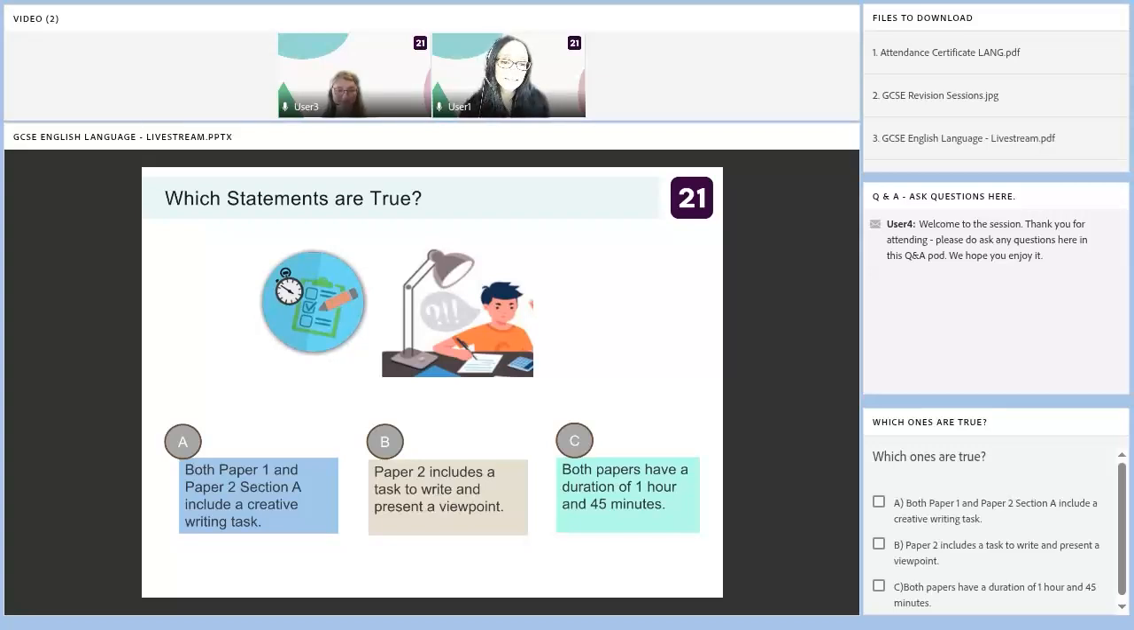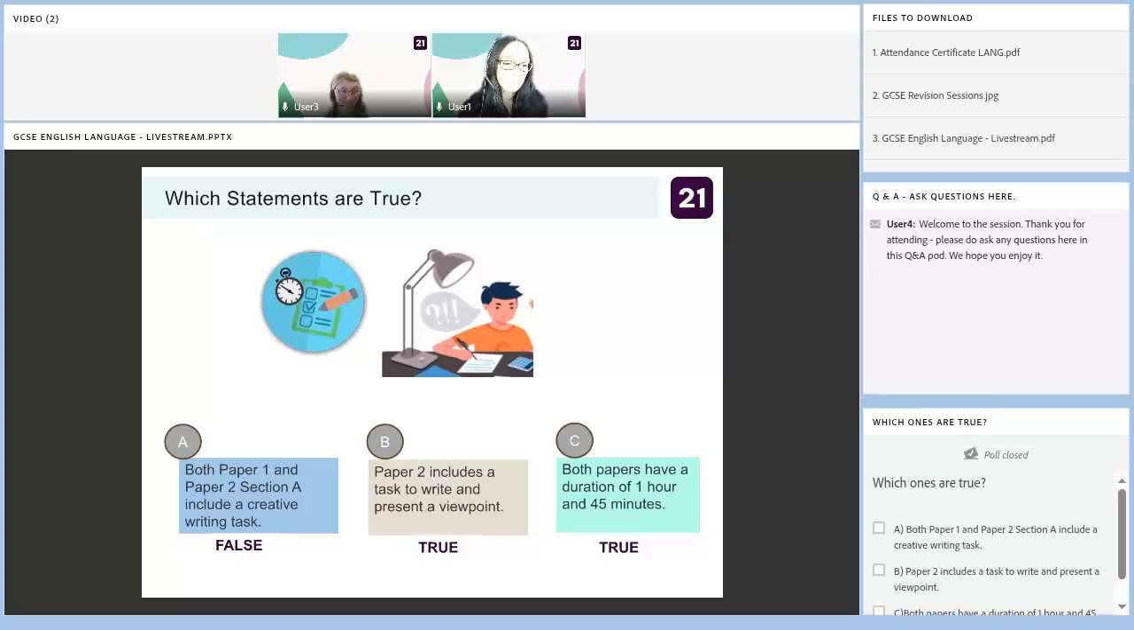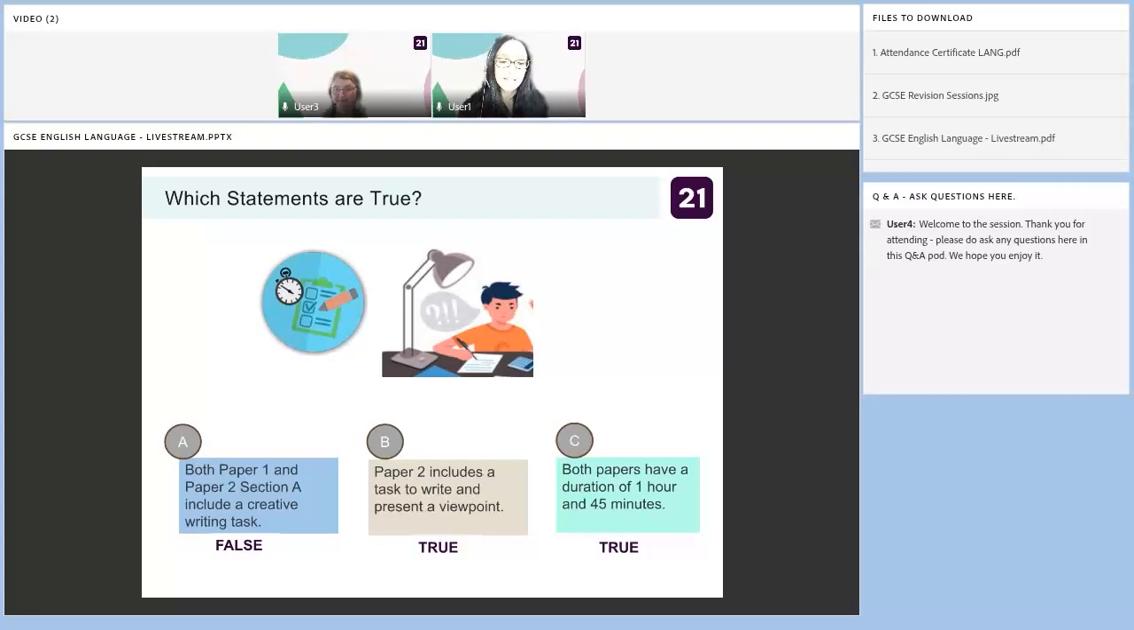Thank you, everybody. Now let's take a look at the answers. Statement A was false. The creative writing task appears on Paper 1, Section B. Both statement B and statement C are true. Paper 2 does include a task to write and present a viewpoint, and both papers have a duration of 1 hour and 45 minutes. Well done on that first poll. I'll now hand over to Cara, who's going to take you through Paper 1.